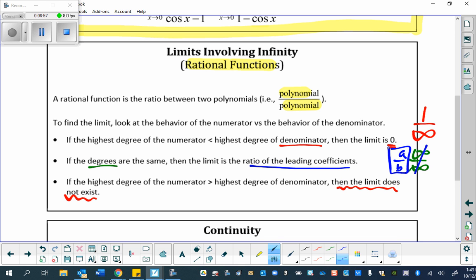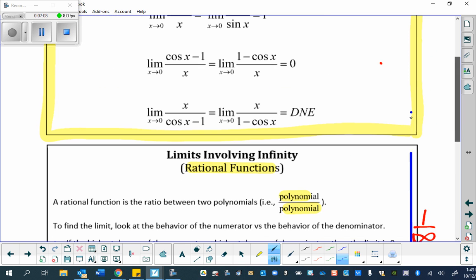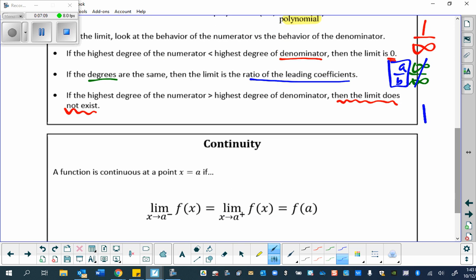If the degree is greater in the numerator than the denominator, then the limit does not exist. And we talked about why this ends up happening when you think about a slant asymptote. When you think about a function that has a slant asymptote, that limit as it goes on continues on forever to infinity. And sometimes people will say it does not exist, sometimes it's infinity.